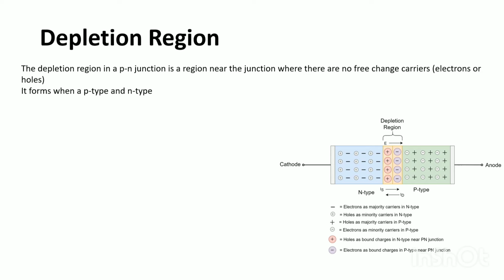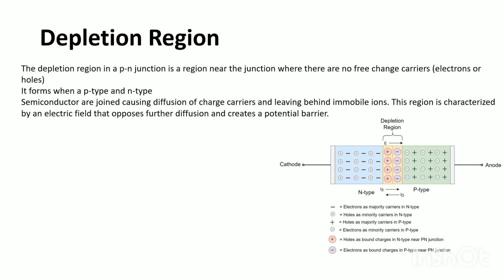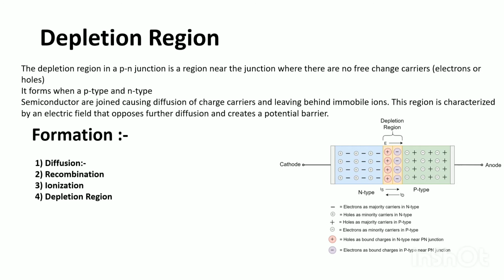The depletion region in a PN junction forms when n-type and p-type semiconductors are joined, causing diffusion of charge carriers and leaving behind immobile ions. The region is characterized by an electric field that opposes further diffusion and creates a potential barrier.